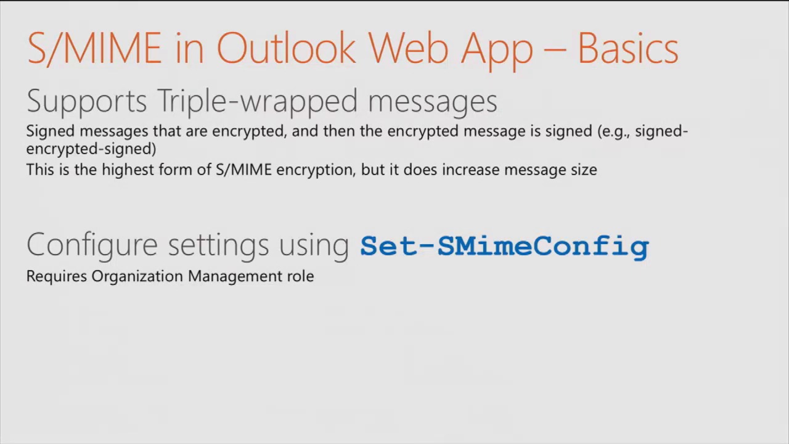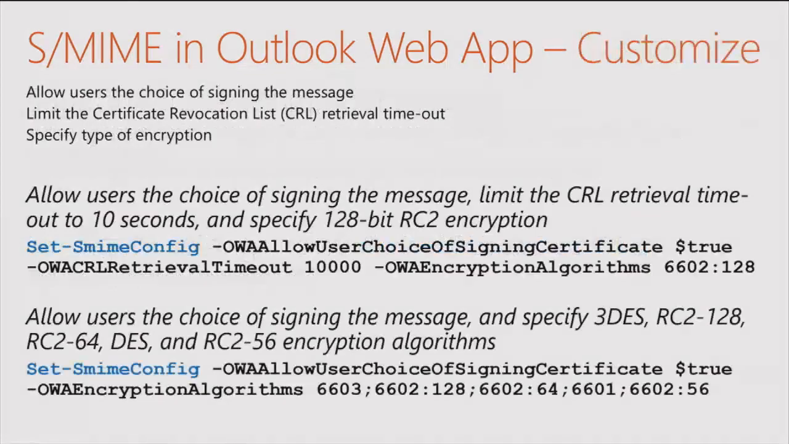You can configure all of the S/MIME settings using the Set-SmimeConfig commandlet. You do have to have the Organization Management role, though. We don't have a set of lower RBAC privileges that allows you to do that right now. So you do have to sort of be Superman on the system to be able to do that. In terms of customizing S/MIME, some of the things that you can do, for example, you can allow users the choice of signing the message, so you don't have to force them to do that. You can give it to them as an option.